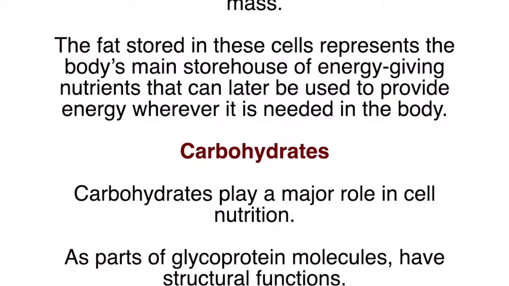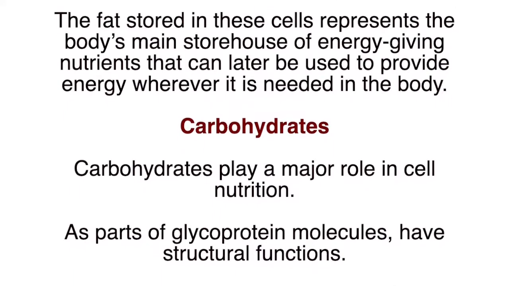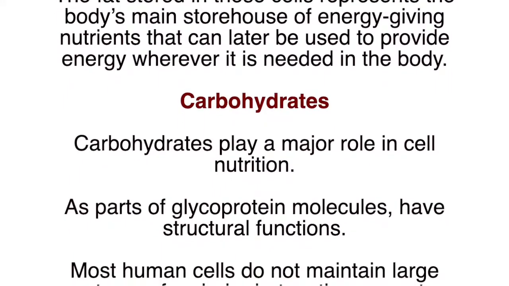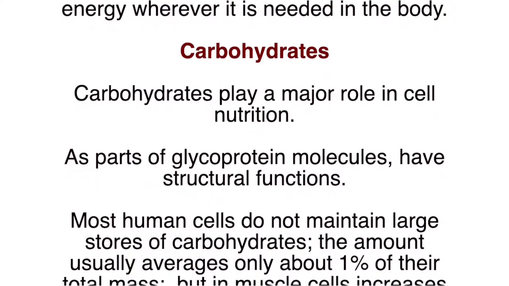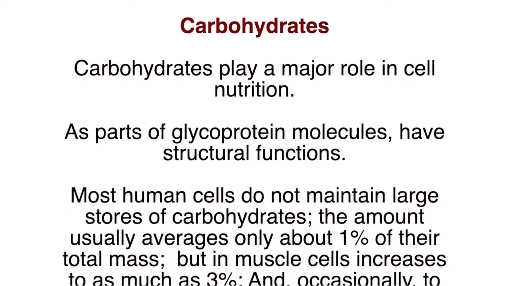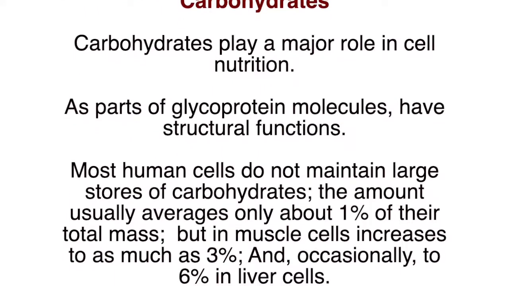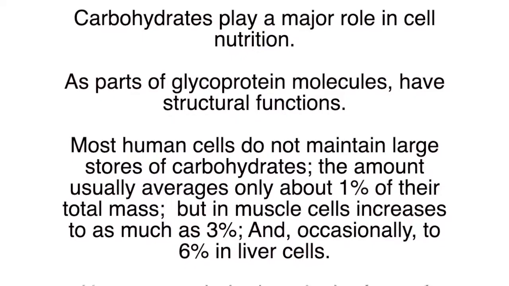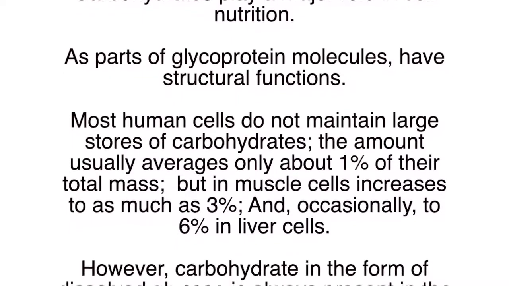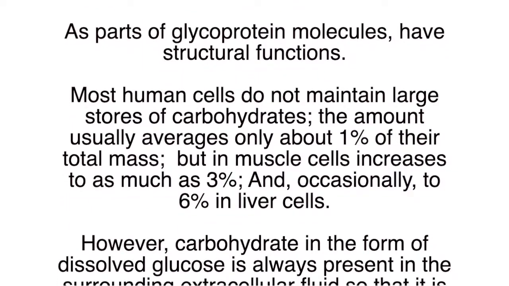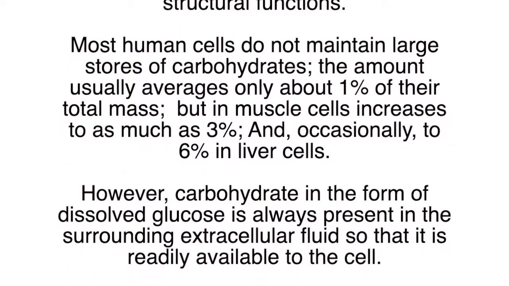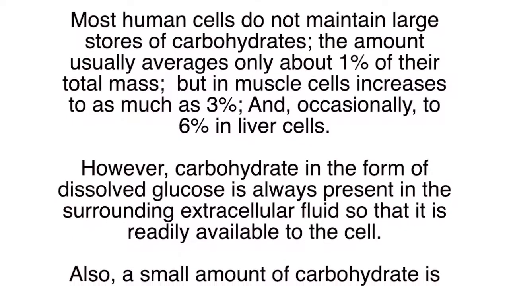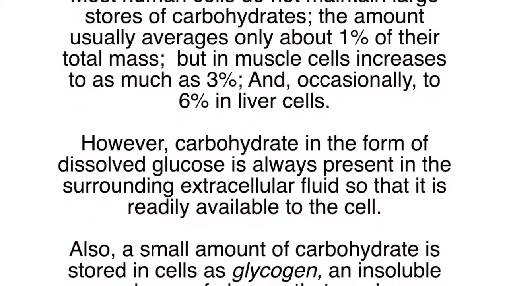Carbohydrates. Carbohydrates play a major role in cell nutrition, as parts of glycoprotein molecules have structural functions. Most human cells do not maintain large stores of carbohydrates. The amount usually averages only about 1% of their total mass, but in muscle cells increases to as much as 3% and occasionally to 6% in liver cells.